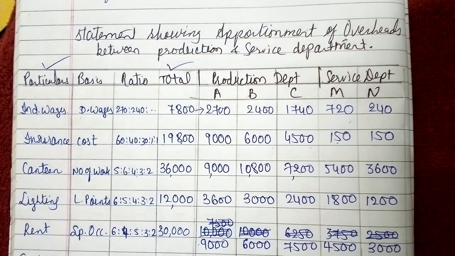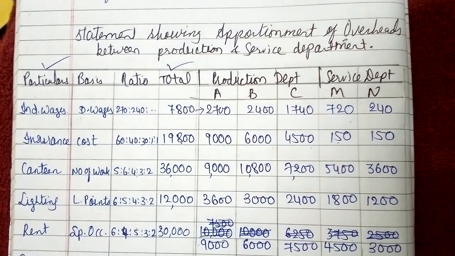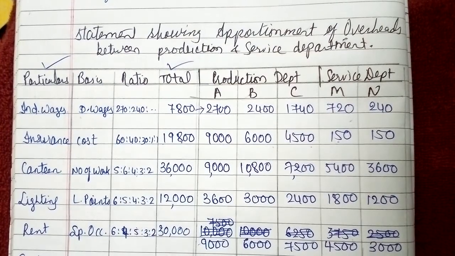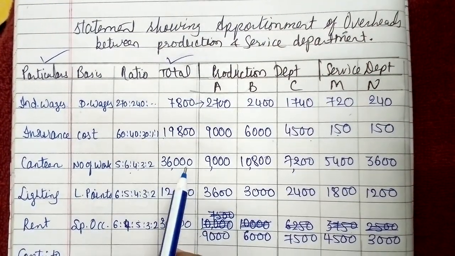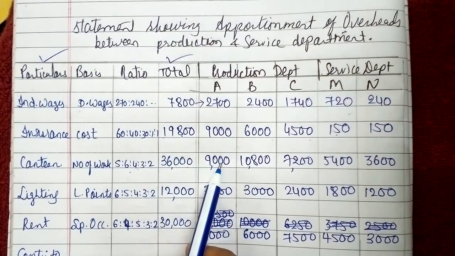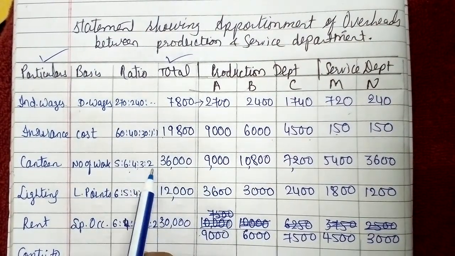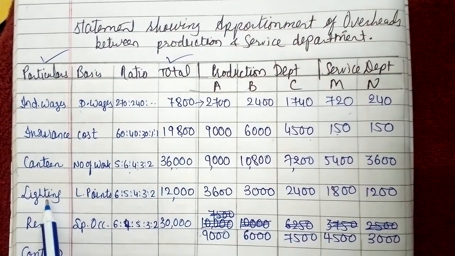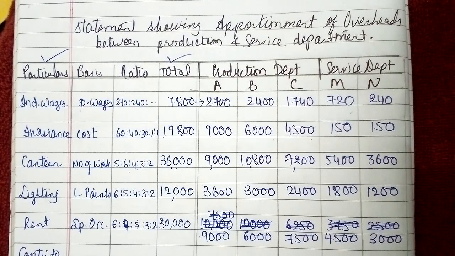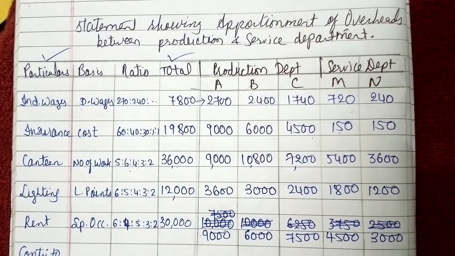Next, canteen. So canteen expenses will be apportioned as per the number of workers. So number of workers ratio is 5-6-4-3-2. So this 36,000 will be distributed in the ratio 5-6-4-3-2. Alright. Next, lighting. So lighting, firstly on the basis of light points. If number of light points are not given, then on the basis of space occupied. But here light points are given, so we are going to distribute the same on the basis of light points.